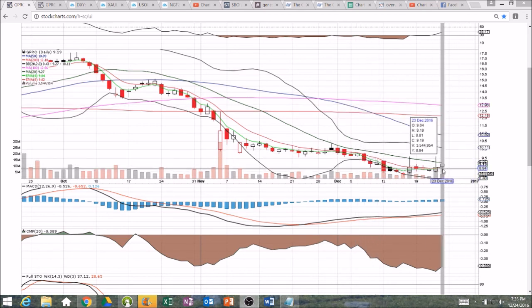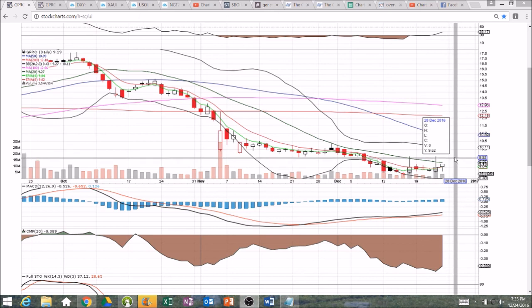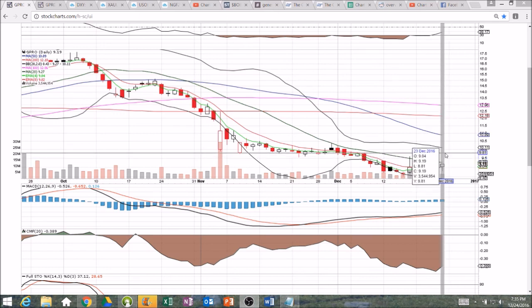Ideally, we need an increase in volume compared to the low volume Friday we saw across the market. 3.5 million shares for GPRO should be easy for the bulls to surpass if we get some momentum to the upside. I appreciate you watching.